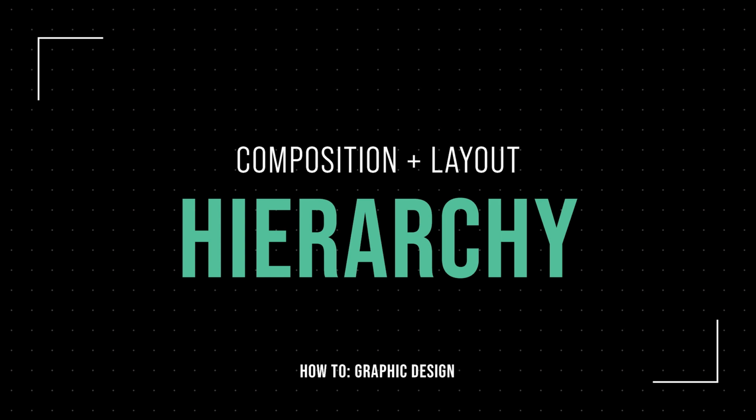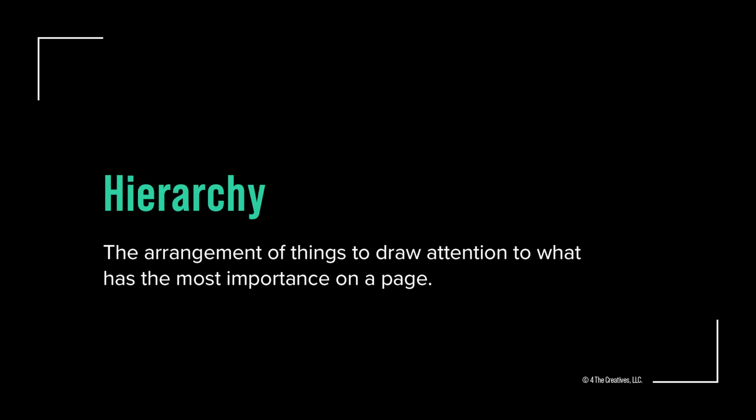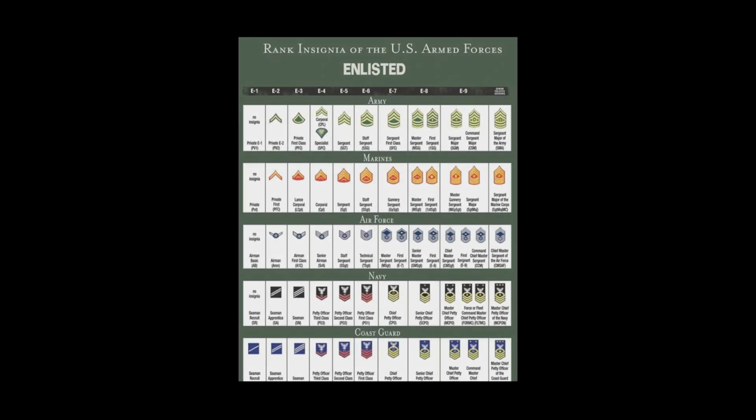In this lesson, you will learn about hierarchy. Hierarchy is the arrangement of things to draw attention to what has the most importance on a page. This comes from the classification system of groups and rank, just like you'd see in the armed forces, where people are divided into categories based on their power.